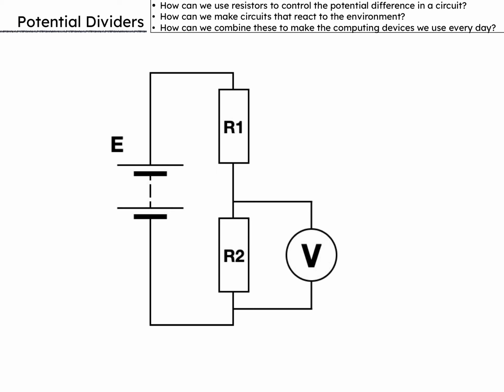Potential dividers are the building blocks of all of this. Remember that all it does really is divide the potential. The potential divider divides the potential between two resistors. We're going to want to design circuits, so we need to be able to predict how the potential divider will work. You should already know basically how to do this.